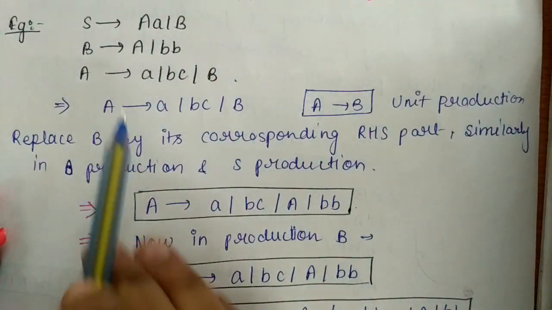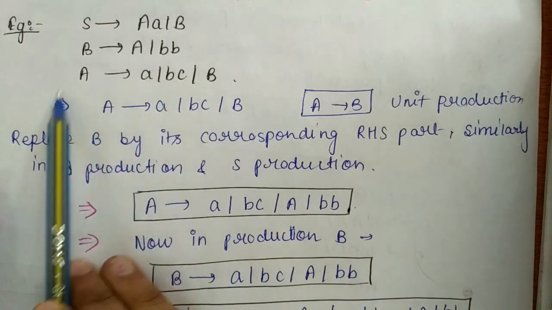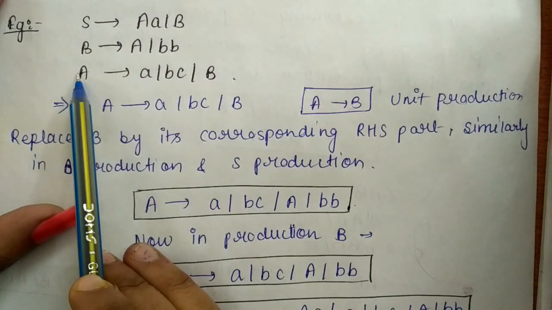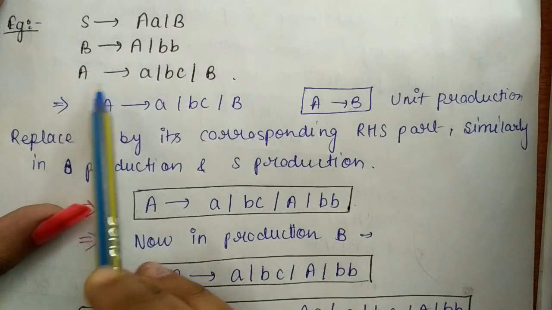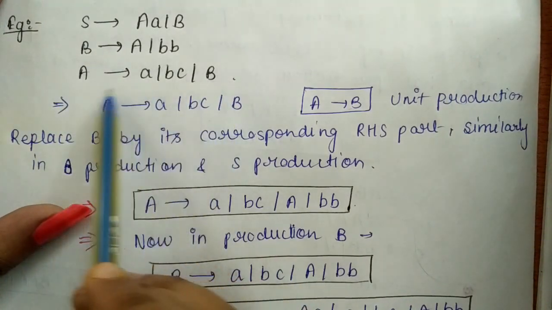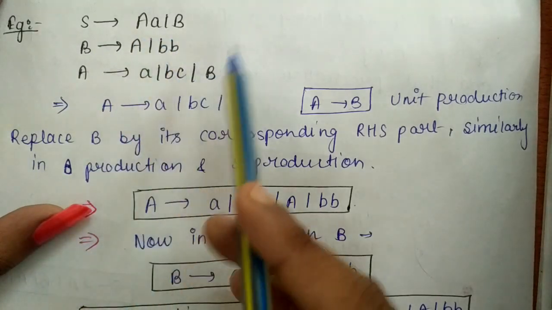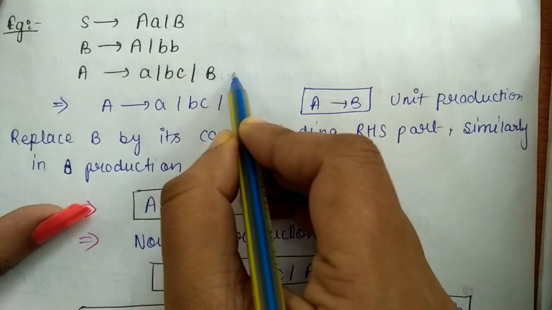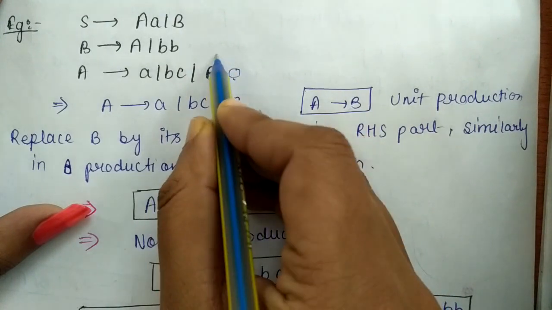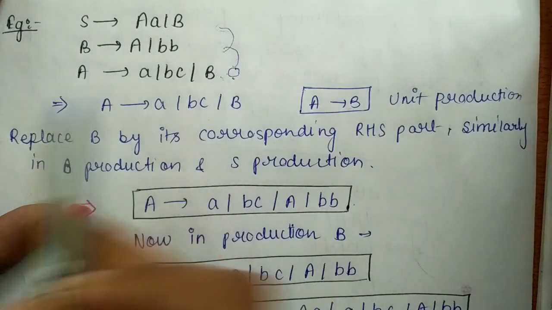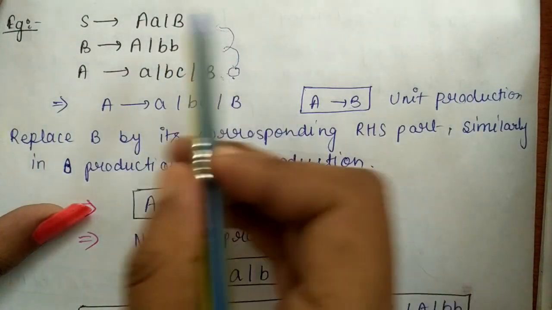Okay, so you have to remove unit production from this example. Now what is the unit production? First of all we will see this production, then this production, then the starting symbol. In unit production we see the last production first, then the second last, and then the starting symbol. We replace the values one by one from lower to upper.